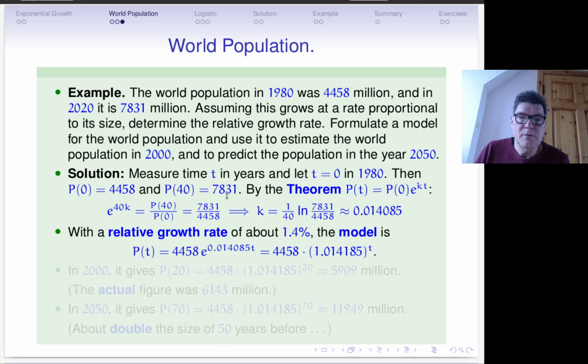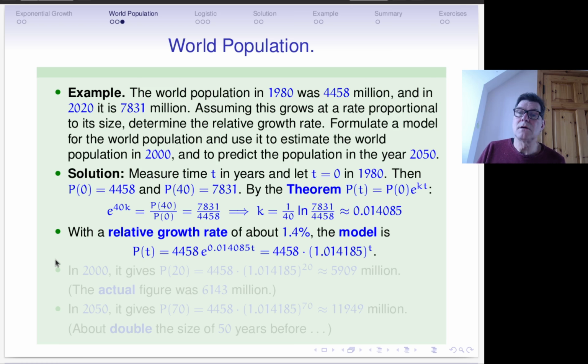With this setup, taking 1980 as 0.0 in time and measuring the population in millions, we have a formula for P of t, which is 4,458 times e to the power 0.014085 times t. And if you want, you can simplify this by computing this exponential, e to the 0.014, which then is 1.014185. So that gives a formula for P of t, a function of time.